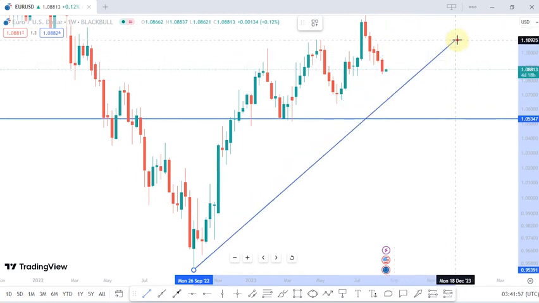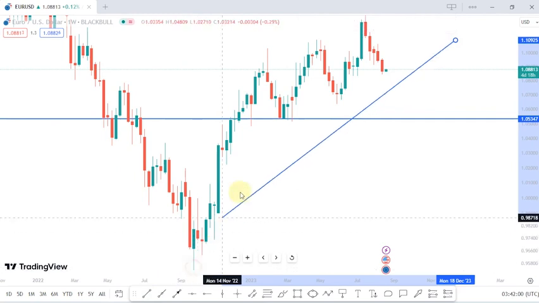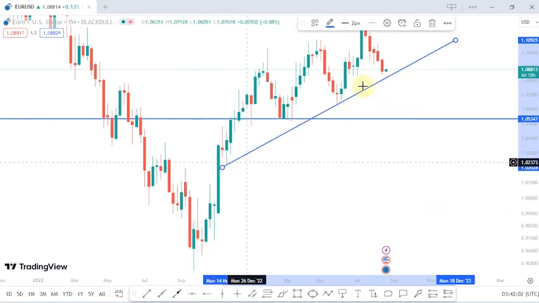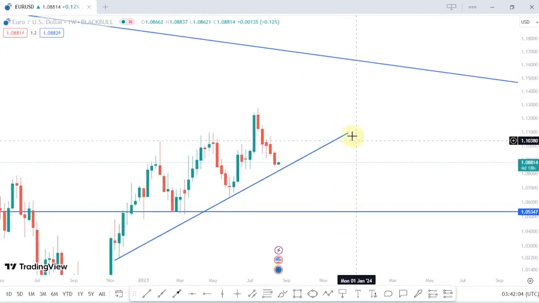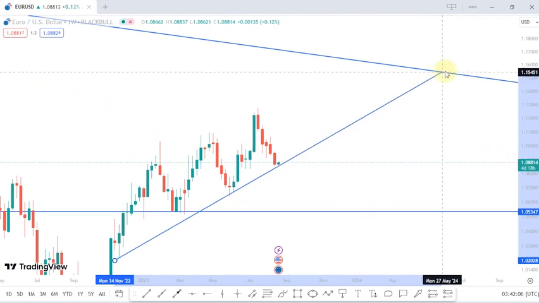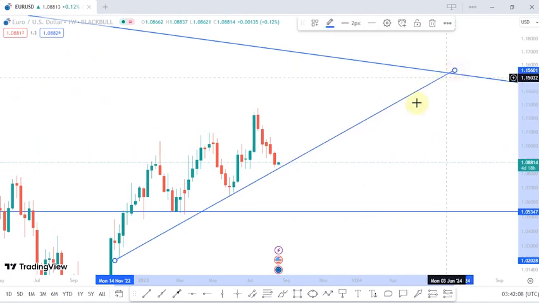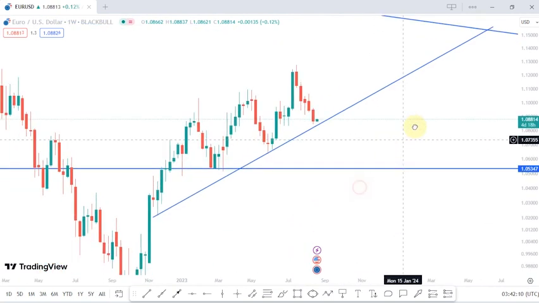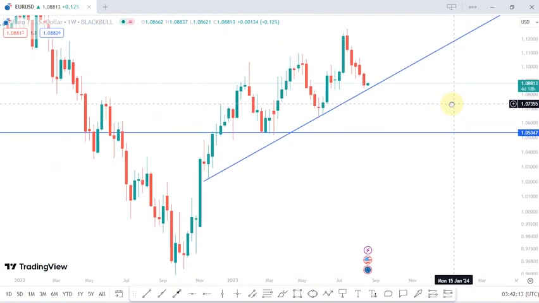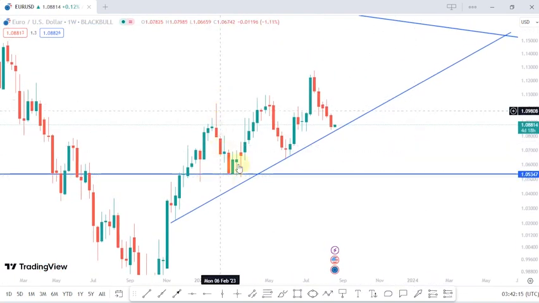So what I can do is to try and plot my trend line and see what's going to happen to price. So what am I seeing here? I'm seeing a series of higher highs and higher lows.